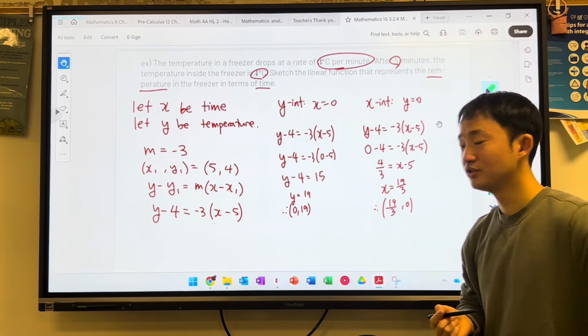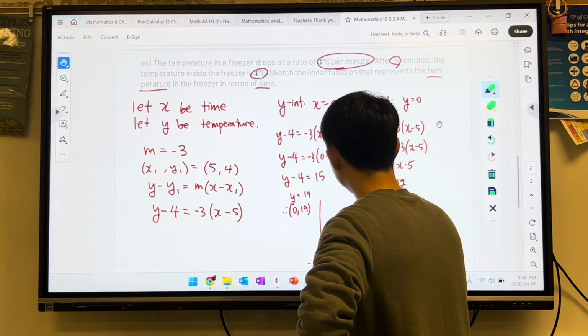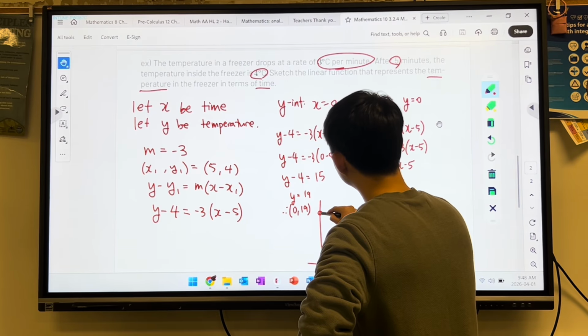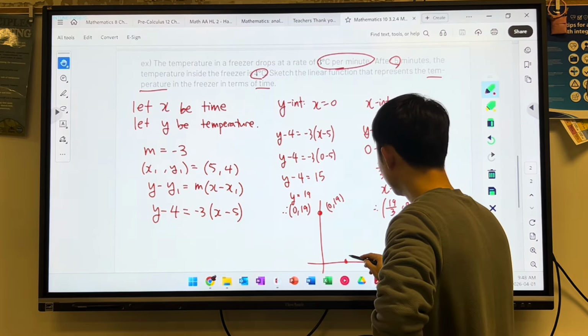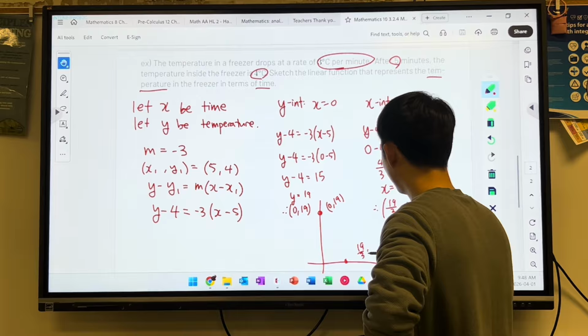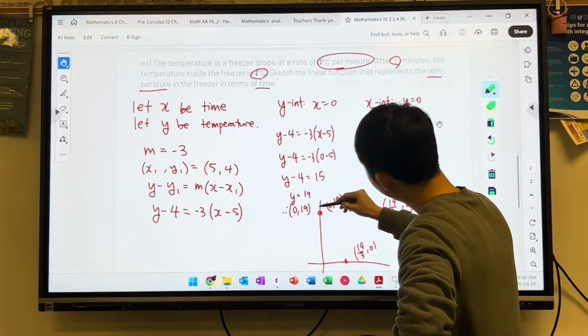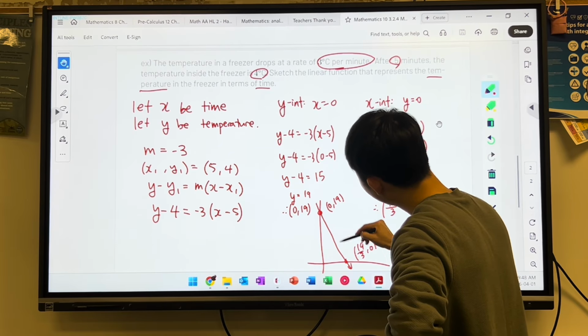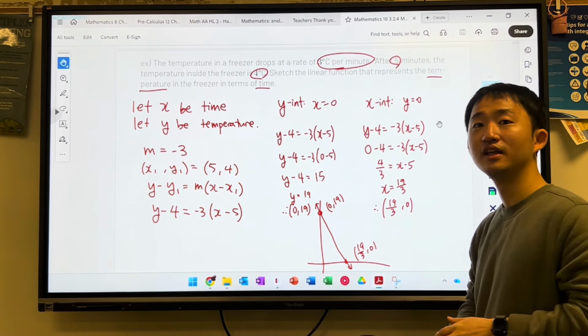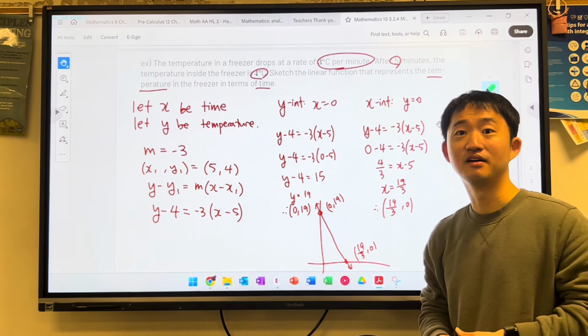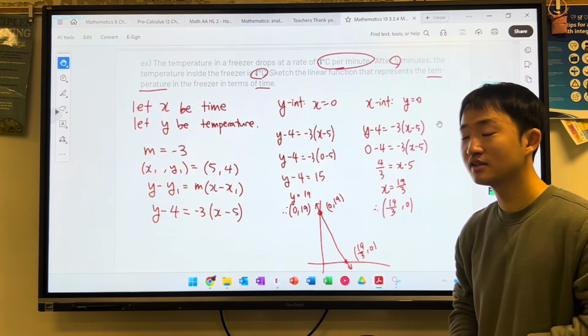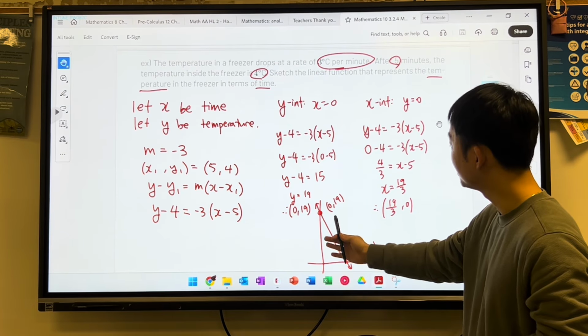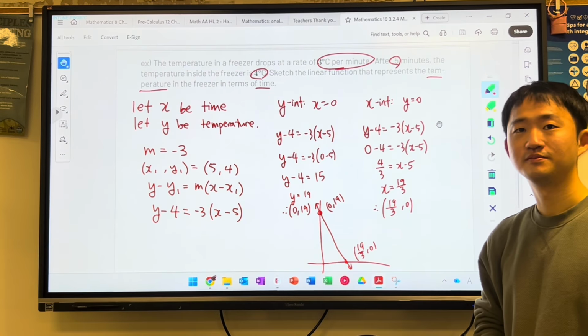I found both intercepts. Now let's plot them. The y-intercept, 0, 19, and x-intercept, 19/3, 0. And then we put a line through, and voila, we have found the graph of the linear function that represents the temperature of the freezer over time.